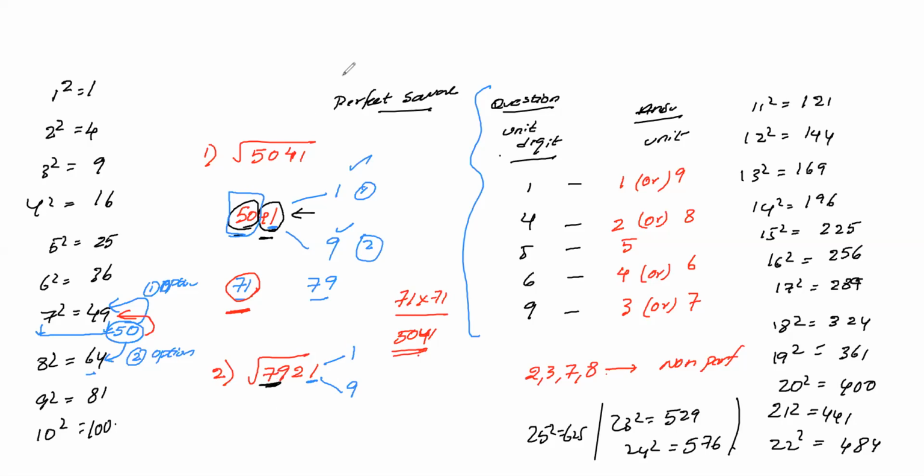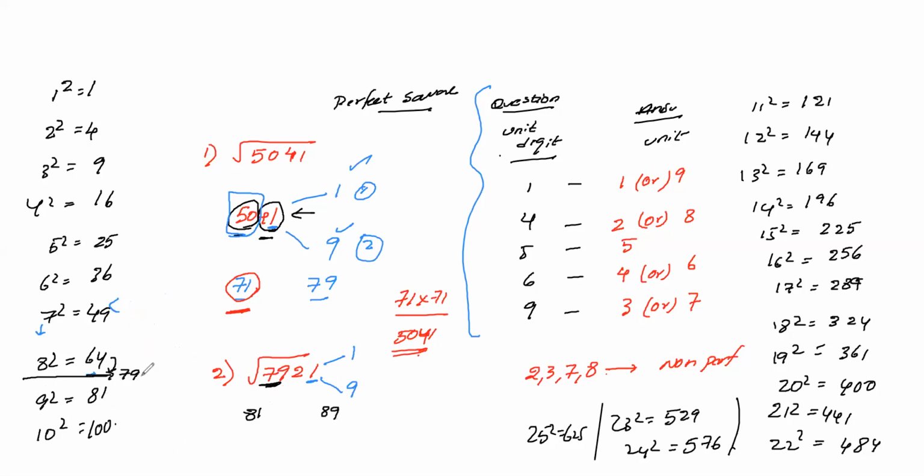Now you see that this 79 is in between 64 and 81. Remember, 79 is between 64 and 81. Since it comes after 8 squared, either the answer will be 81 or it will be 89. Remember it.